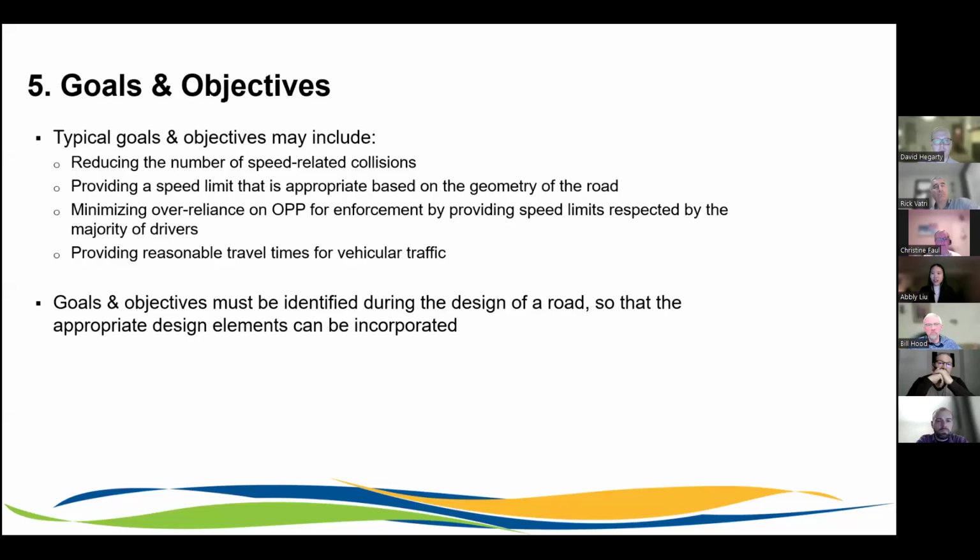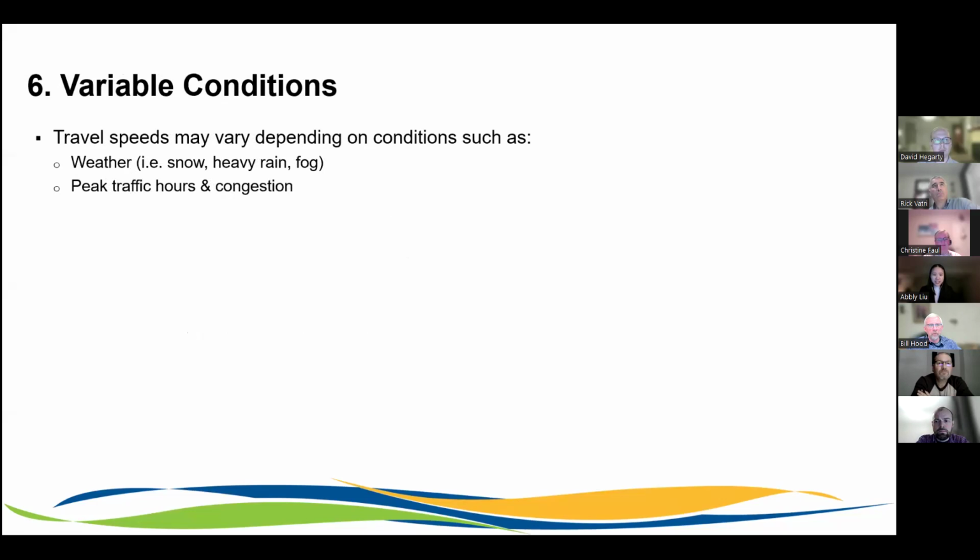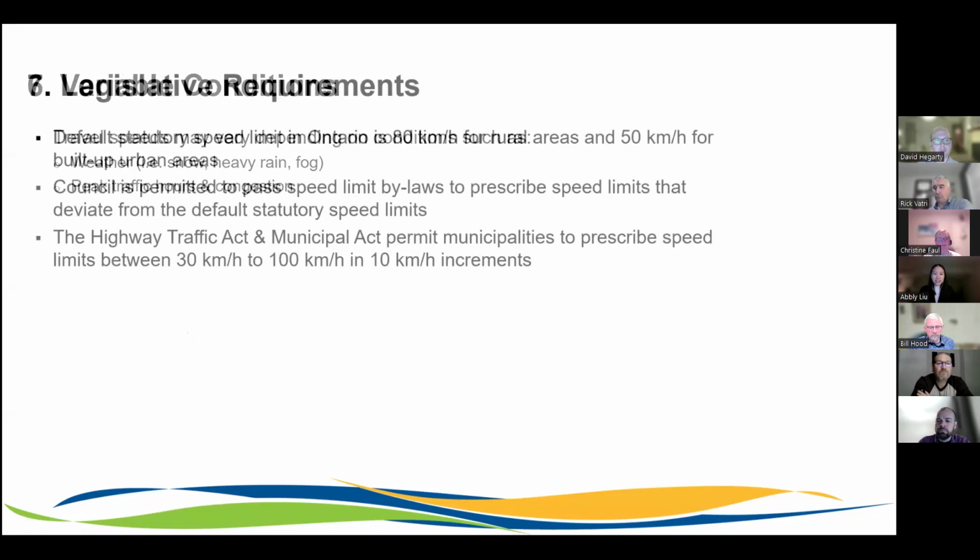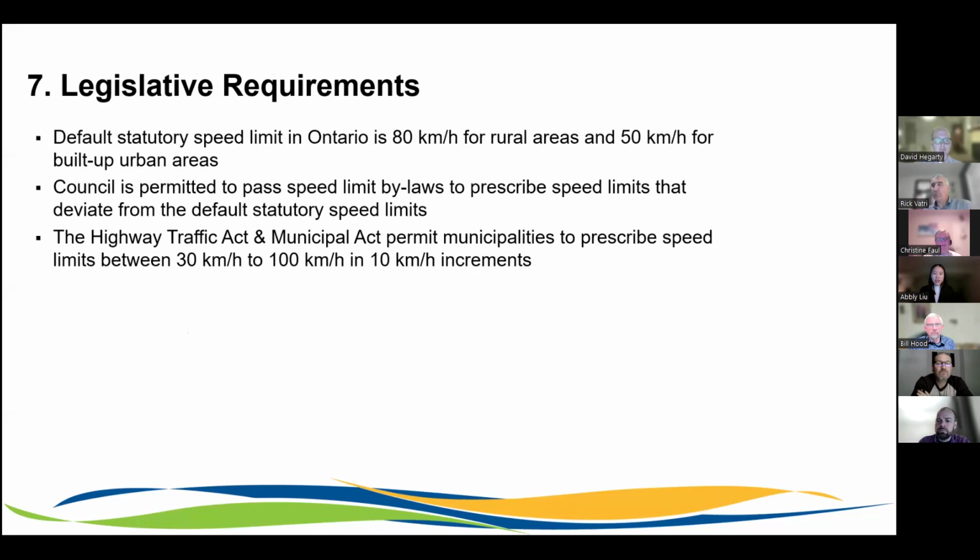over reliance on OPP to enforce the speed limits. The chapter also notes that design elements should be incorporated into a road to help achieve the goals and objectives. Next, chapter 6 discusses variable conditions and discusses the impacts that weather and congestion may have on travel speeds. And chapter 7 discusses the legislative requirements for setting speed limits.